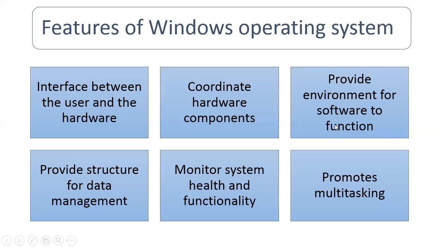Third, provide an environment for software to function. An OS provides an environment for software applications to function. An application software is a specific software which is used to perform specific tasks. In GUI operating systems such as Windows and Mac OS, applications run within a consistent graphical desktop environment.